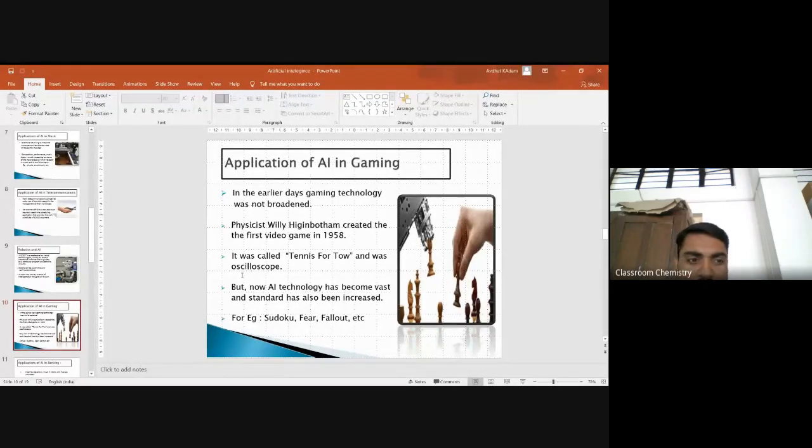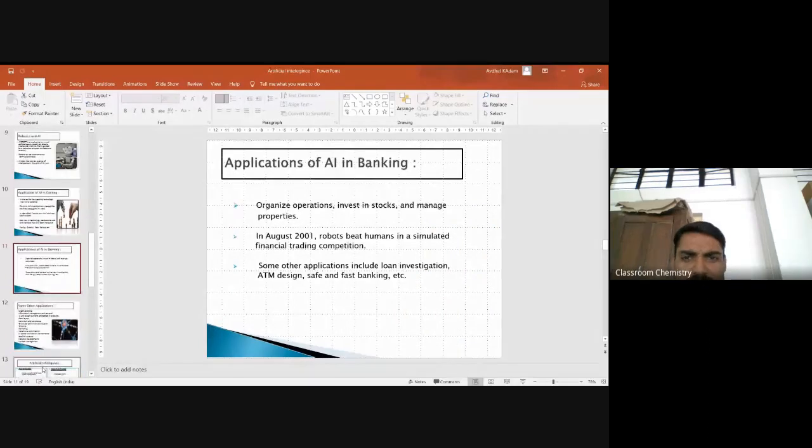Now applications in banking: organize operations, invest in stocks, what are the stocks available in our bank, and manage the properties. In August 2001, robots beat humans in simulated financial trading competition.